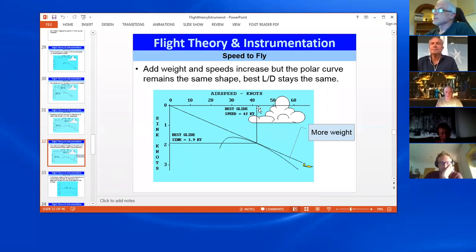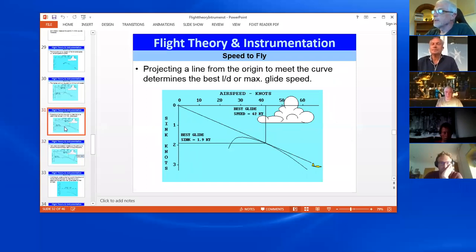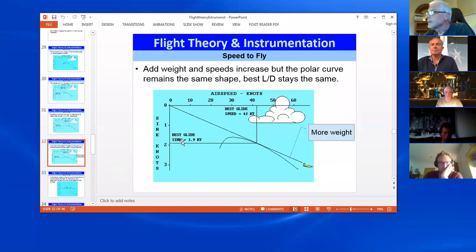So this is an interesting point. One of the things is what happens if you add weight. When you add more weight, you go faster. But the polar curve doesn't change shape. So bizarrely, your lift-drag ratio actually stays the same. So you don't affect the glide, but you do increase the speed on that glide.